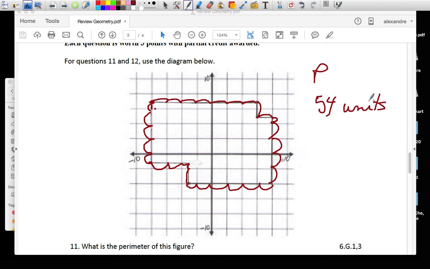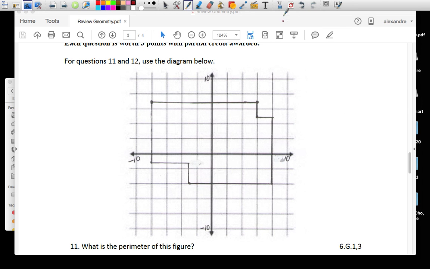Okay, now they also want the area. So to do the area, let's see, I would break it up like this. To make it easier for me, I would make this one rectangle, rectangle A. Ooh, well, let's see if it works for me. Rectangle B, rectangle C. So let's calculate rectangle A.